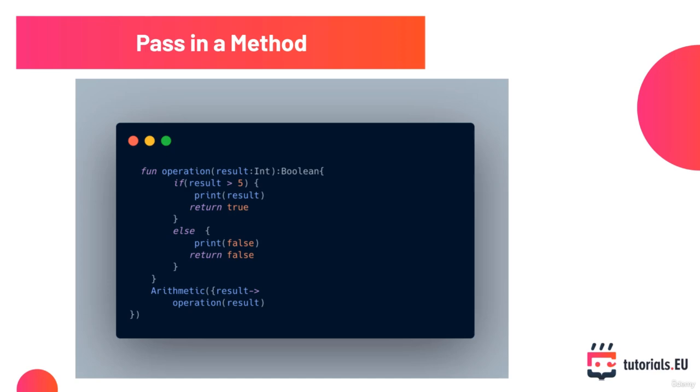Okay, so this was all rather theoretical. Now let's go ahead and see how we can use lambdas in real world examples, in particular in our Room database example.